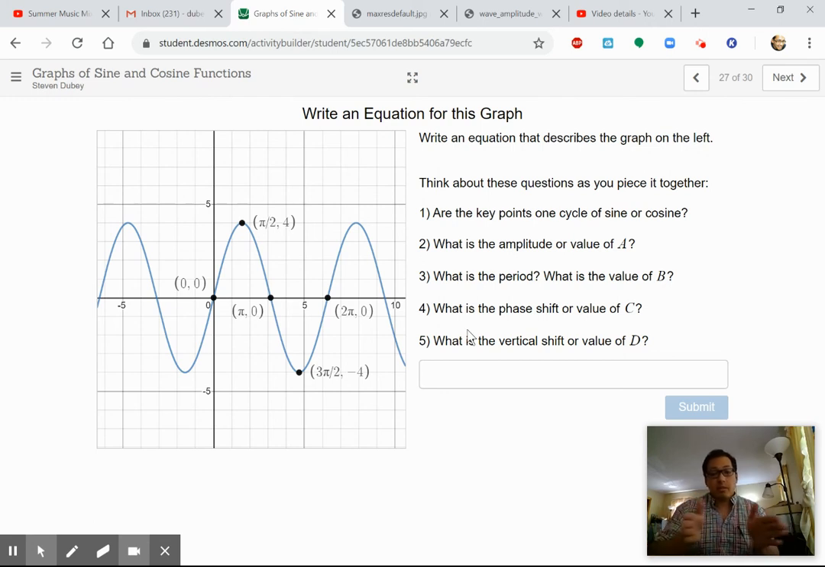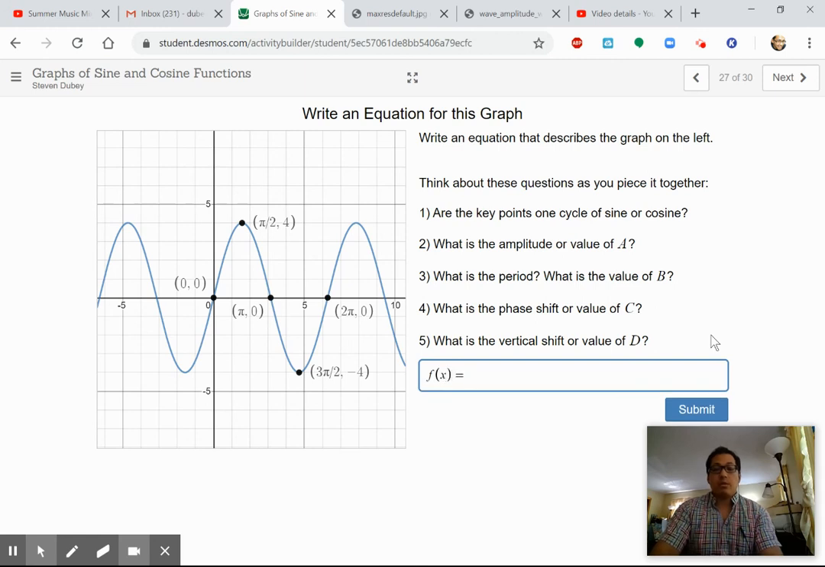Is there any phase shift left or right from the normal? And is there any vertical shift up or down from the normal? If you can figure those out, you can write an equation for this graph. And if you hit submit, it should graph whatever equation you wrote. So if you wrote f of x equals sine or cosine of x and you hit submit, it should graph what you write in there, and you'll see if it matches up with these points. And if it doesn't, then you might have to change one of these 4 values, A, B, C, or D. Go ahead, try that on your own.